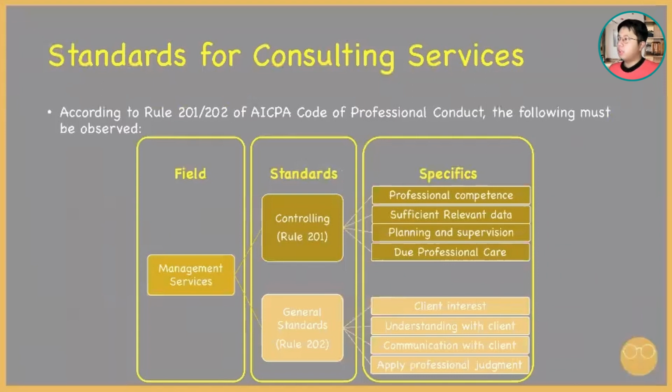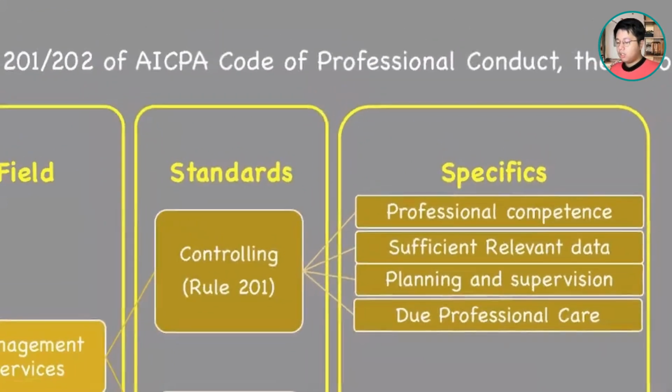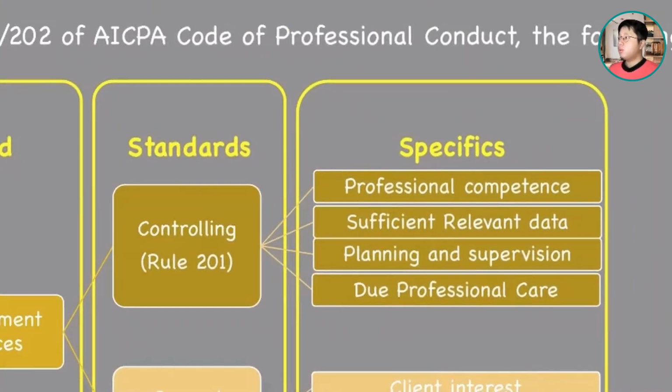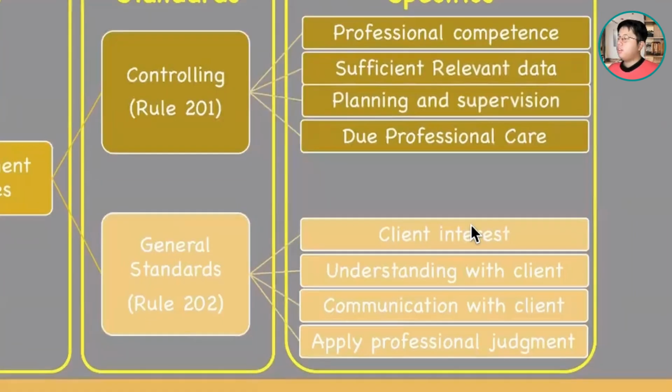According to Rule 201 and 202 of the American Institute of Certified Public Accountants Code of Professional Conduct, the following must be observed. There are two standards that a professional must follow. The first one pertains to the controlling standards. Under Rule 201, the controlling standards are as follows: professional competence, sufficient relevant data, planning and supervision, and due professional care. Under the general standards or Rule 202, the following must be considered.